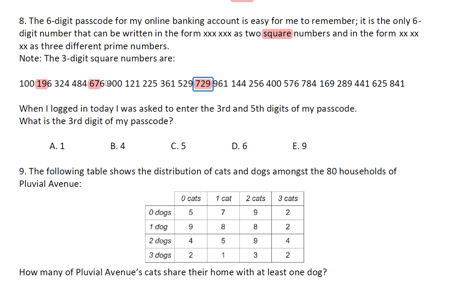So that gives you the answer, because the question asks you what is the third digit of my passcode. So the 6 digits could be 196729. Then you have 3 numbers of 19, 67, and 29, all primes. And if it was 676729, it'll be 67 prime, 67, 29, all prime.